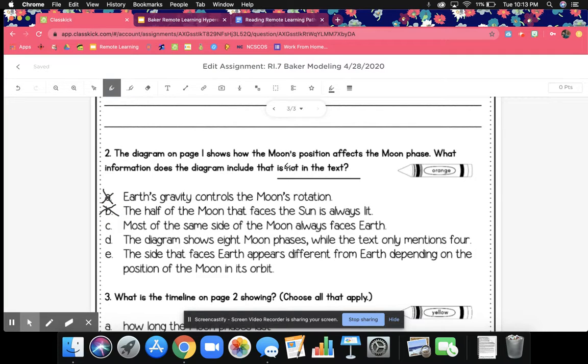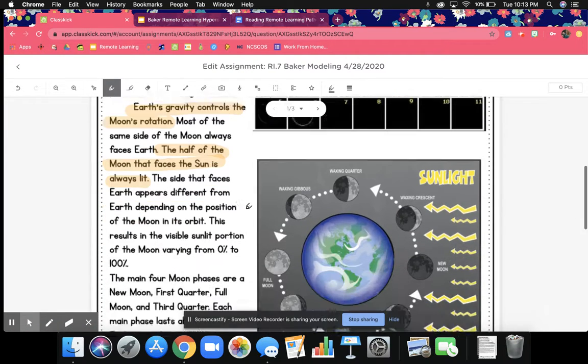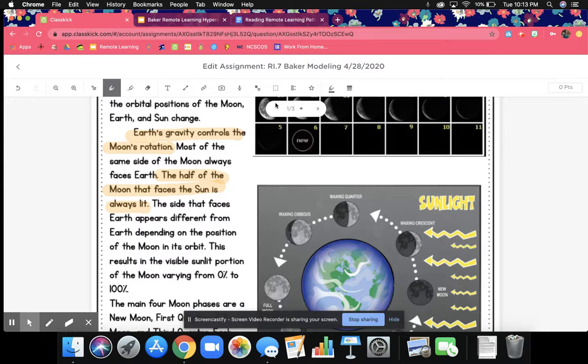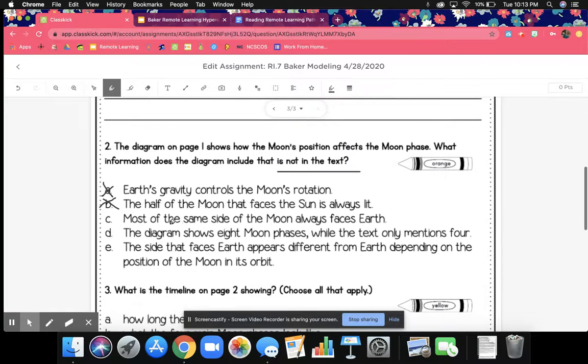Most of the same side of the moon always faces Earth. Oh, I see it right here in my text. Most of the same side of the moon always faces Earth. So again, I'm going to go back to my question and I'm going to X that one out because it is in the text. The diagram shows 8 moon phases while the text only mentions 4.